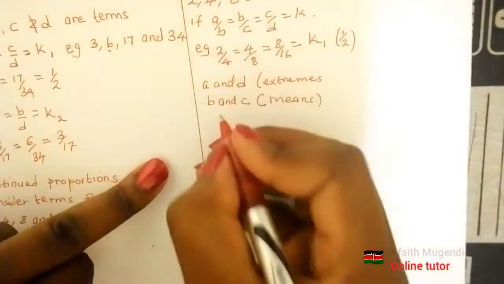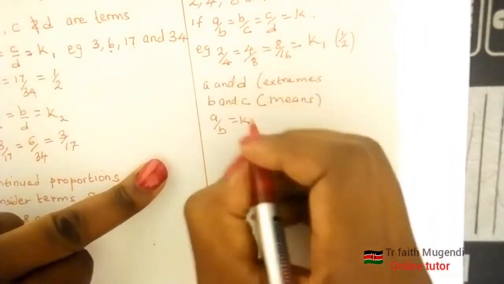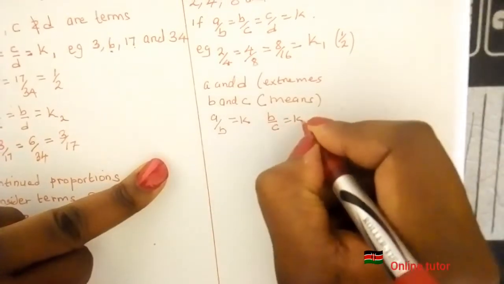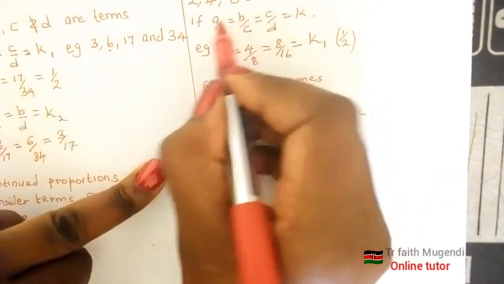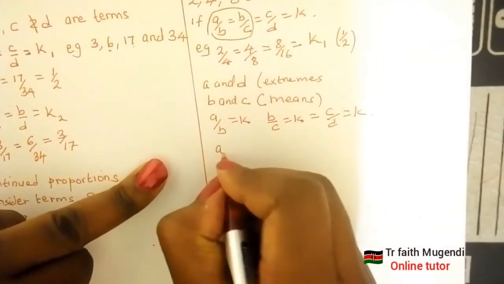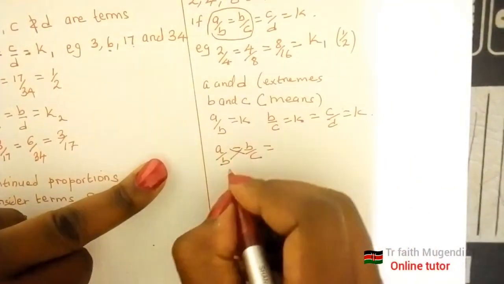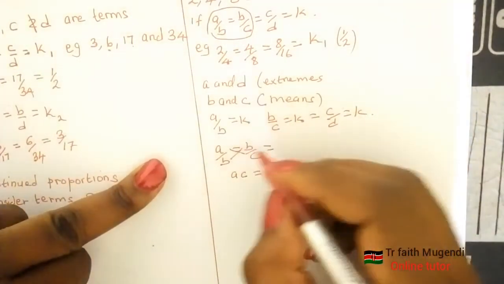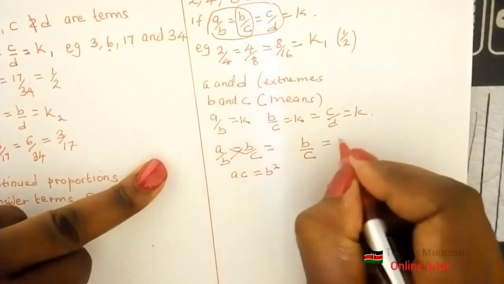And therefore, if A over B is equal to a constant K, B over C is also equal to K, and C over D is equal to K, then we have A over B equal to B over C, which, if I do the cross multiplication, gives AC equals B squared. Same case, if we take these other ratios, we shall have B over C equal to C over D.